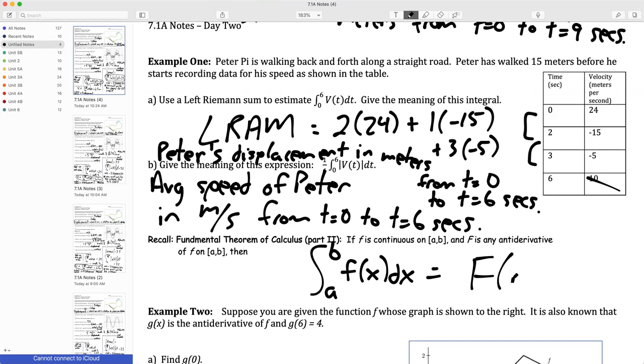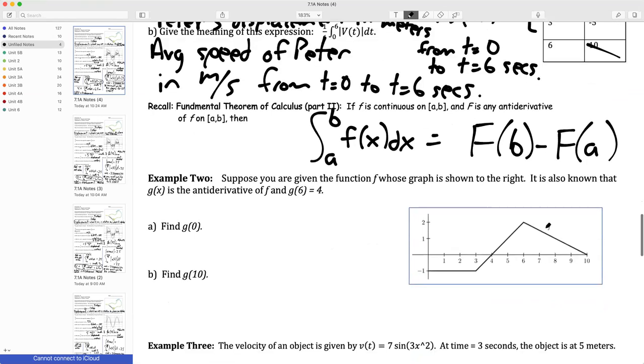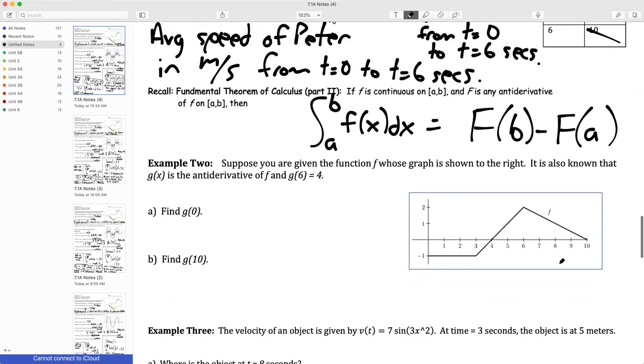All right. So I anti-differentiate, and then if I have bounds, I plug in the bounds. Okay, so I'm going to plug in b, subtract, plugging in a. Okay, so I have big F of B minus big F of A. Okay, so I'm going to use the fundamental theorem on this next example. It says, suppose you are given the function f, whose graph is shown to the right.